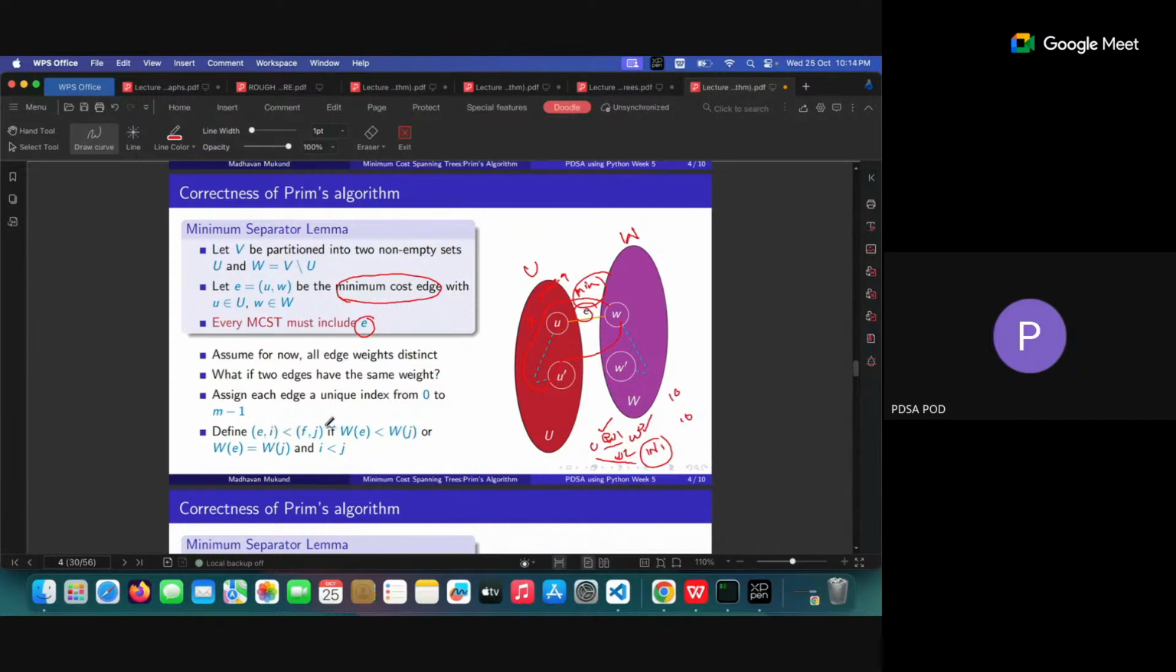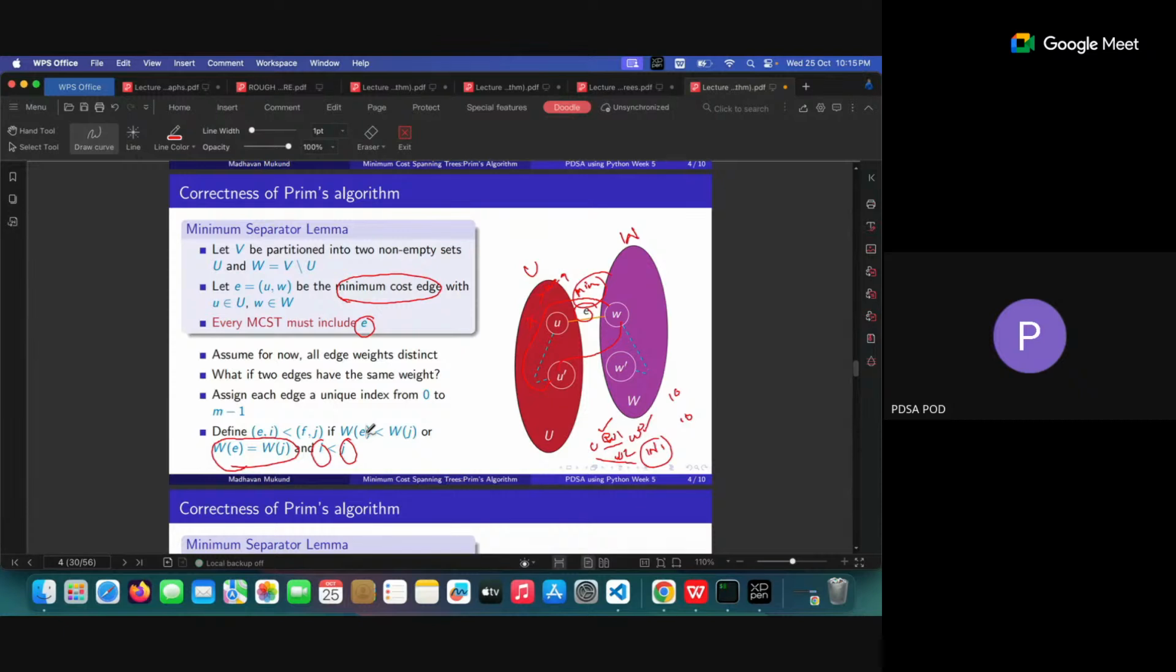Ei is less than Ej. So if the weight of Ei is less than the weight of Ej, or equal weights are there and the index i is less than j. Whenever equal weights are there, definitely i will come prior to j. Index positions are assigned whenever same weights are available. So this is about the correctness of Prim's.